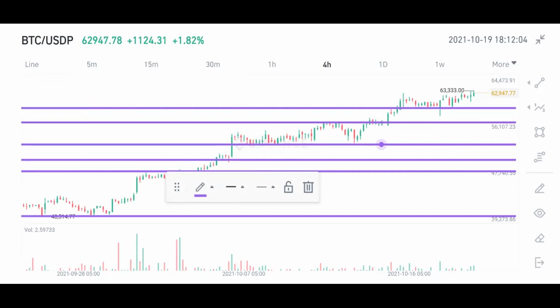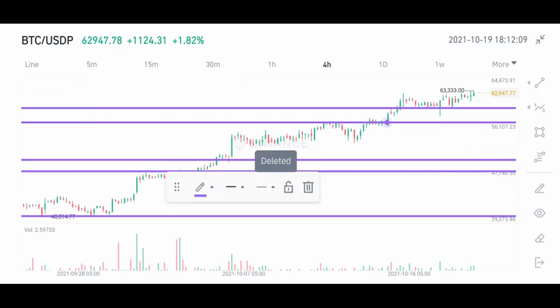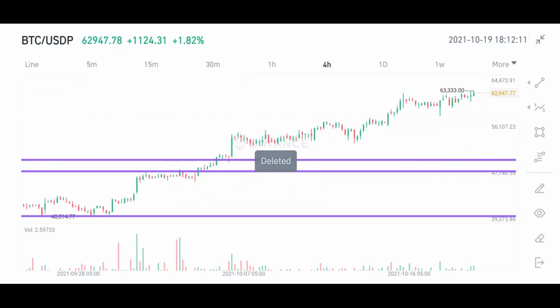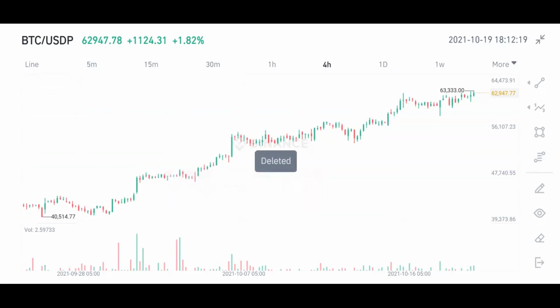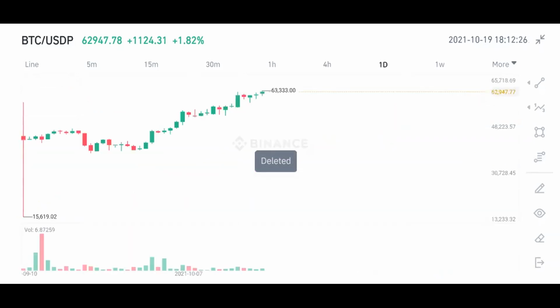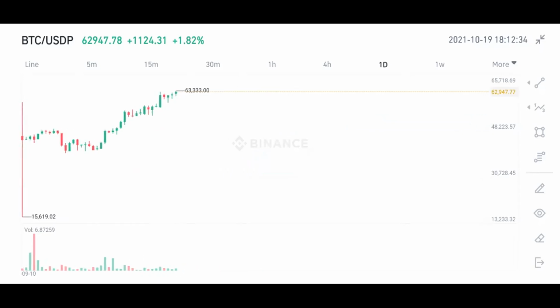For me to draw my support and resistance, I don't draw it from 4 hours. I draw it from the daily. That gives me a good picture of what I'm looking at. So let me select daily. If I select daily now, good. Daily gives me a cleaner picture of what I'm looking at.